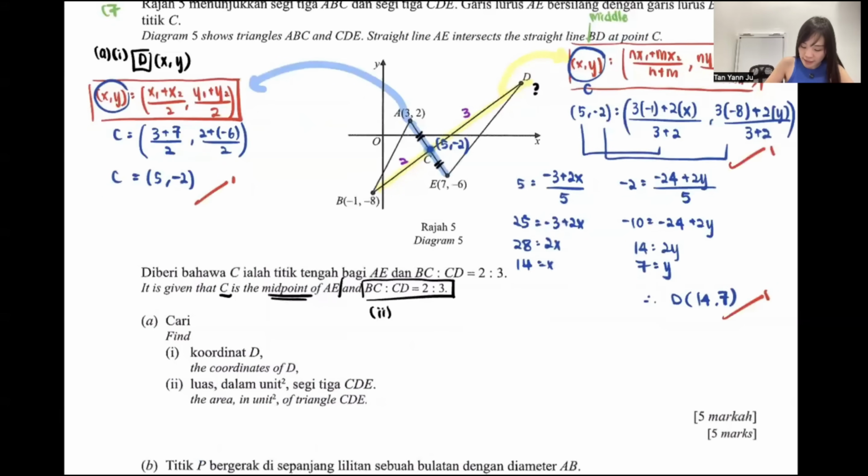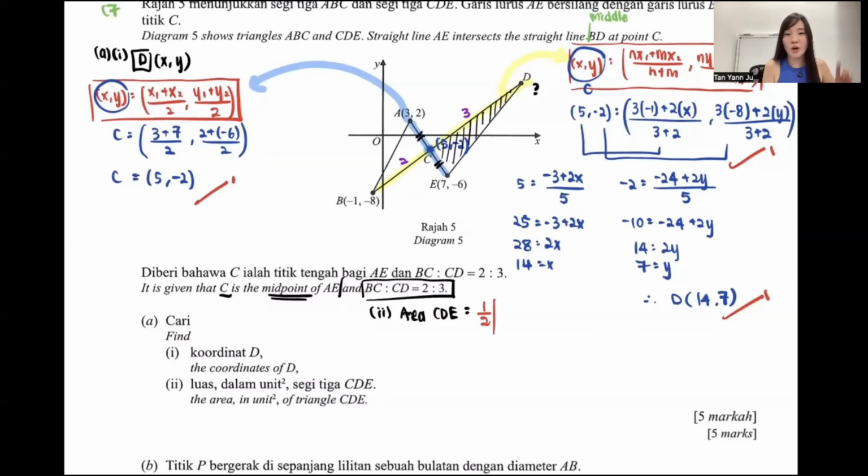The second part: find the area of triangle CDE. Which one is CDE? Okay, this one. So you're going to find the area of this. How do you find area? This is coordinate geometry, right? Don't tell me one over 2 times base times height, because they never say 90 degrees. So my dear, let's use the coordinate formula.